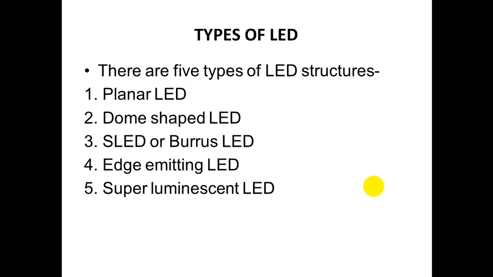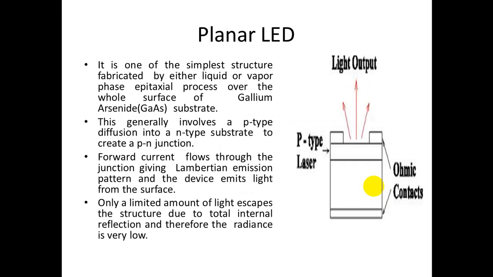There are basically 5 types of LED structures. So we have planar LED, dome-shaped LED, SLED or Burrus LED, edge emitting LED and superluminescent LED. So first we have planar LED.